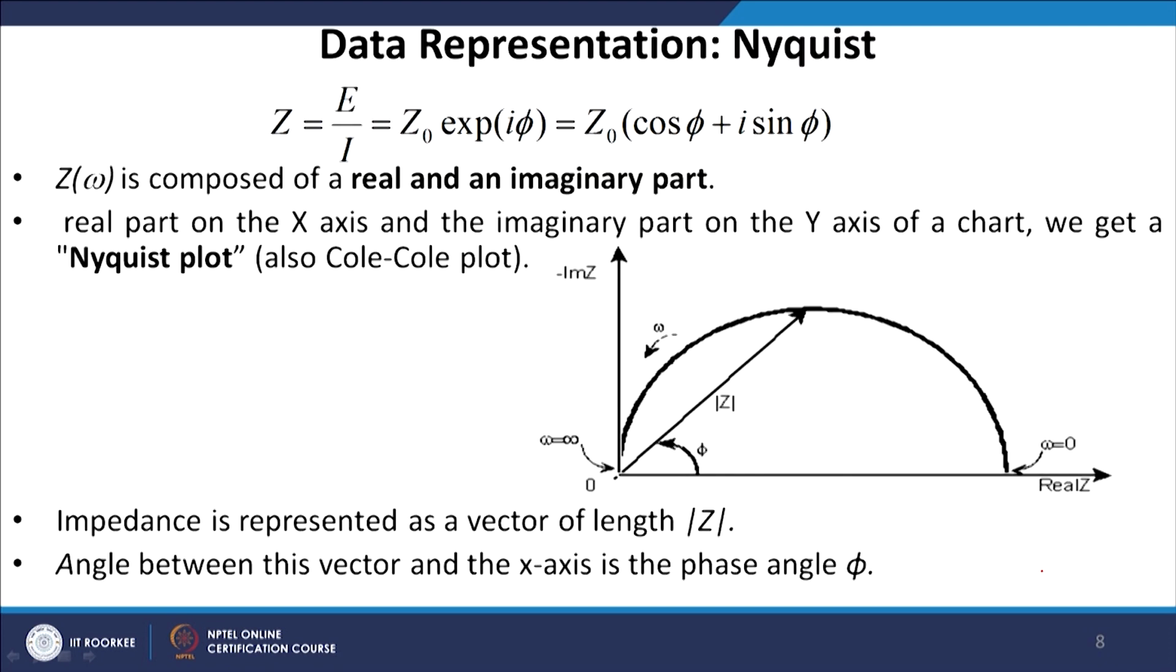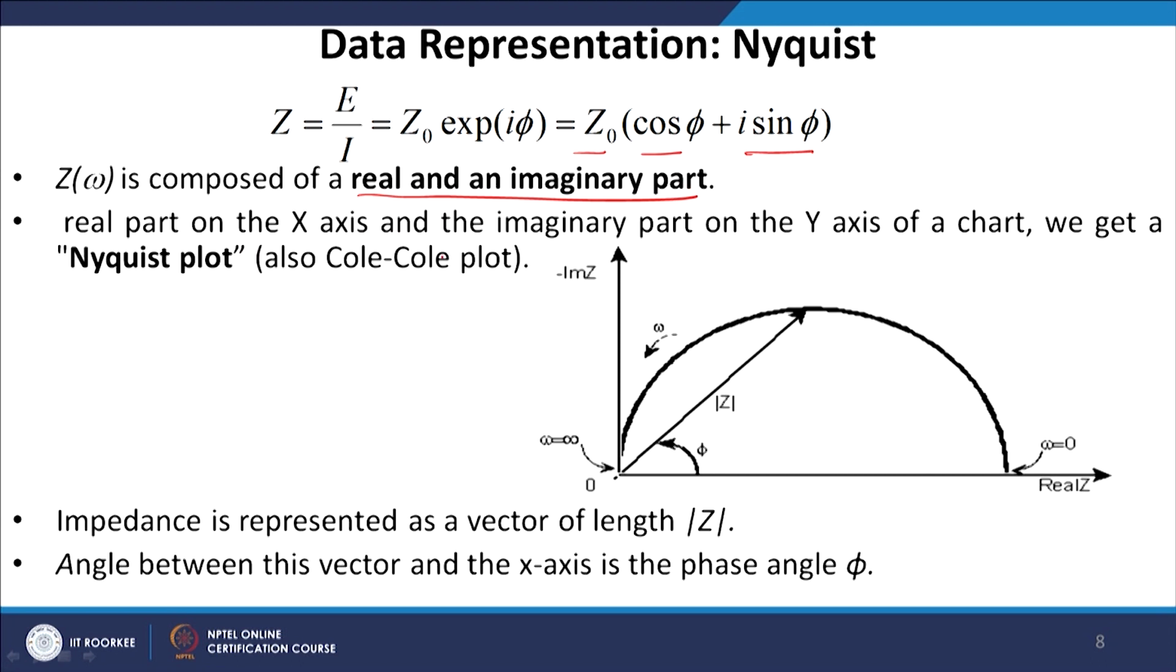Okay. Now, once we get the data, we represent the impedance data by two plots. One is called the Nyquist plot, another is called the Bode plot. Now, let us first see the Nyquist plot. So, Z is the ratio of E by I, which is Z0 exp(i phi). As we said, we can write it as Z0 (cos phi + i sin phi). Z(omega) is composed of a real and an imaginary part.